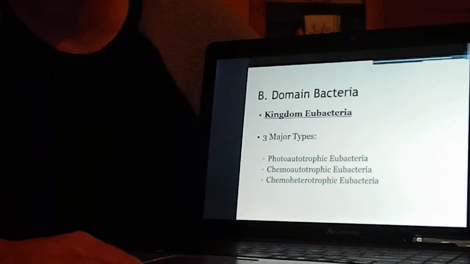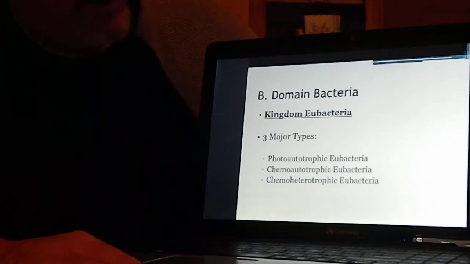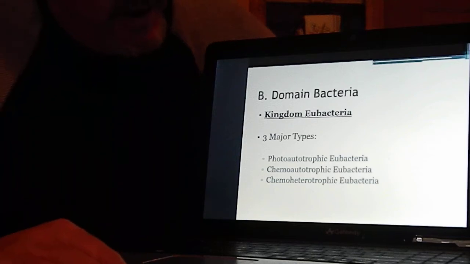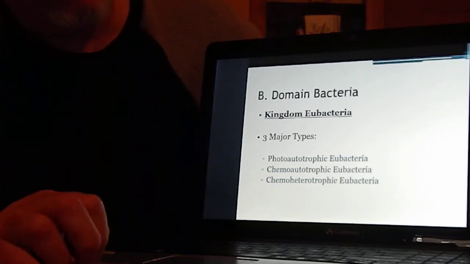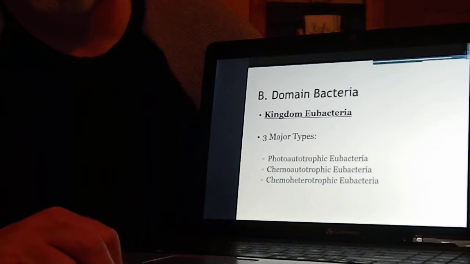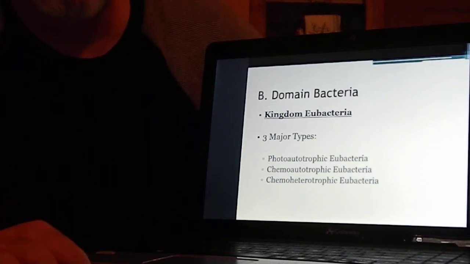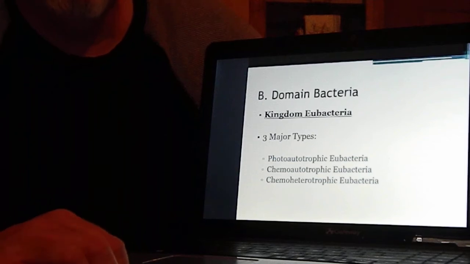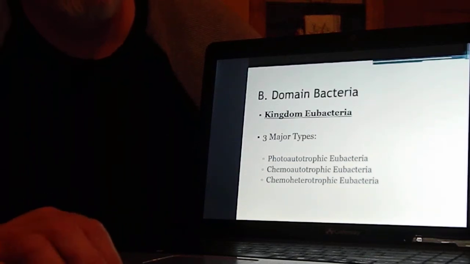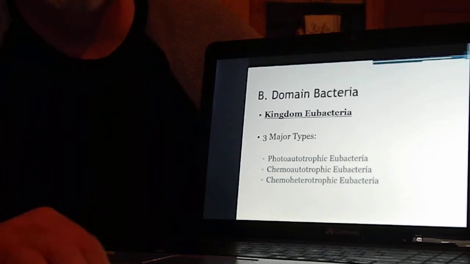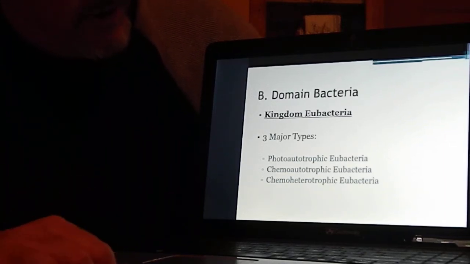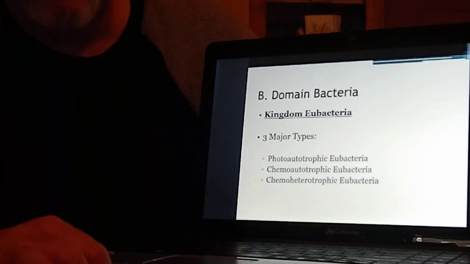In the domain bacteria, the kingdom that we're looking at here is eubacteria. Eu means true, so these are the true bacteria that you think of when you think of bacteria. And there are three major types, and these types are based on whether they use light to make their own food, or if they can't make their own food, they have to use food from other sources, right? So photoautotroph, photo means light, autotroph means that they make their own food. So these are photosynthetic bacteria.